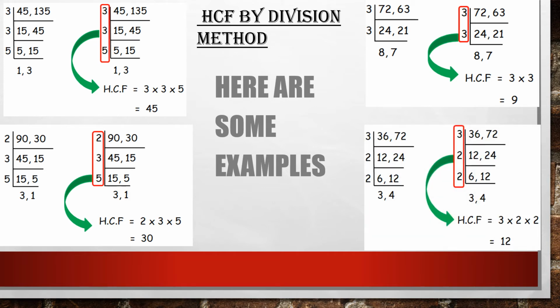One more question is dealt with, that is 36 and 72. Here we do the division with 3. We get the quotients as 12 and 24. Dividing with 2 again gets the quotients as 6 and 12. Dividing with 2 gets the answer as 3 and 4. As you see, 3 and 4 have no common factor other than 1. So the required HCF is the product of 3 into 2 into 2, which gets us 12. So here we got the HCF as 12.